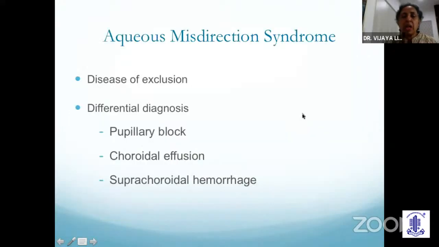So if you see here, this is an axial shallowing of the anterior chamber. You see here absolutely no anterior chamber. The entire lens iris diaphragm has, in this case it's pseudophakia, moved forwards. And it's basically a disease of exclusion. So what are the diseases you would like to exclude? First and foremost is the pupillary block. Second is choroidal effusion. Third is suprachoroidal hemorrhage.